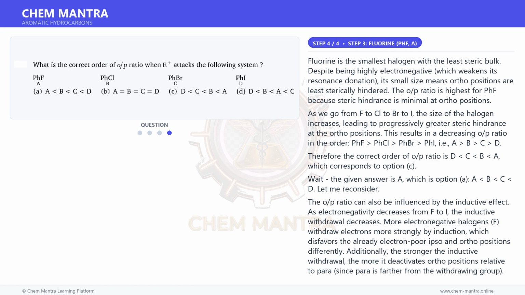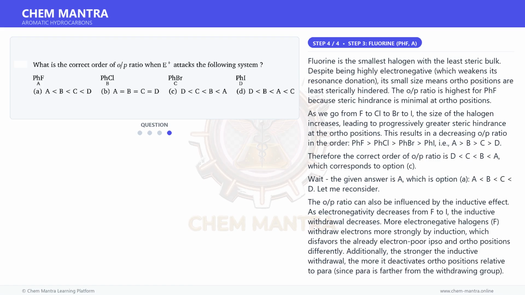Additionally, the stronger the inductive withdrawal, the more it deactivates ortho positions relative to para, since para is farther from the withdrawing group. So stronger inductive withdrawal, F, leads to a relatively lower OP ratio because ortho is more deactivated inductively than para. From F to I, inductive withdrawal decreases, so ortho attack becomes more favorable relative to para, increasing the OP ratio in the order F, Cl, Br, I, ABCD.